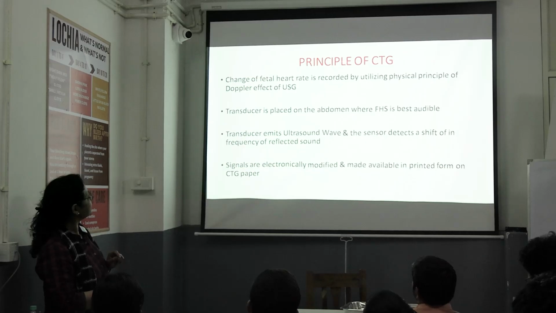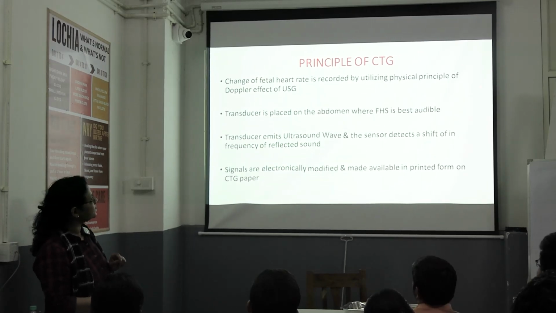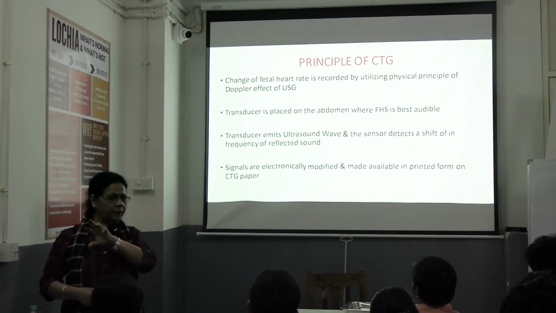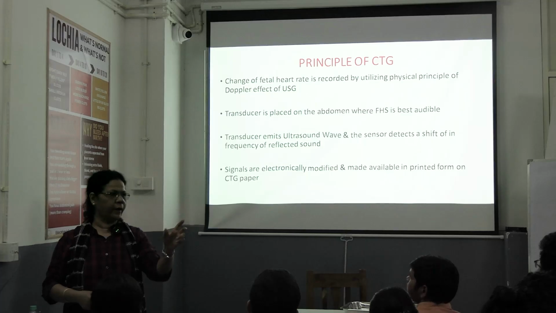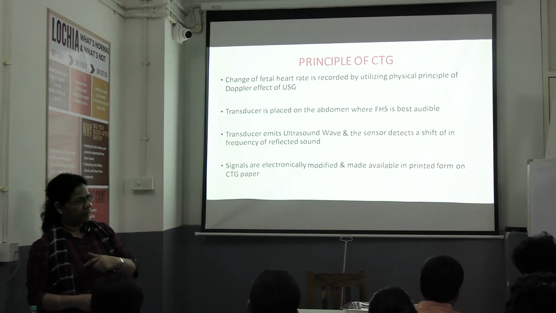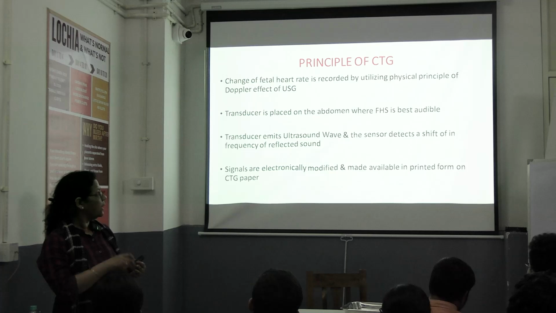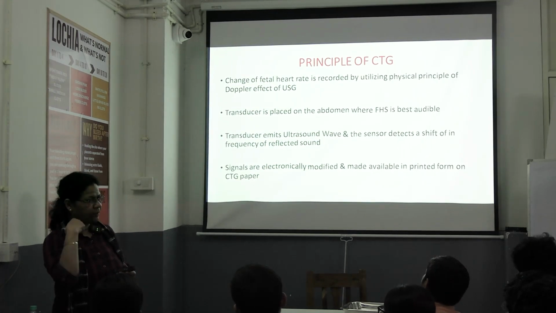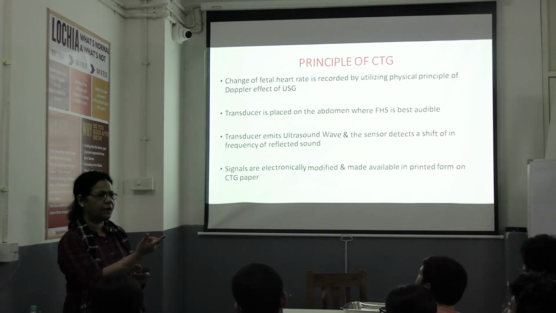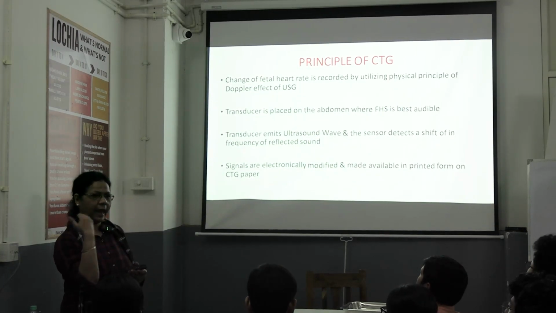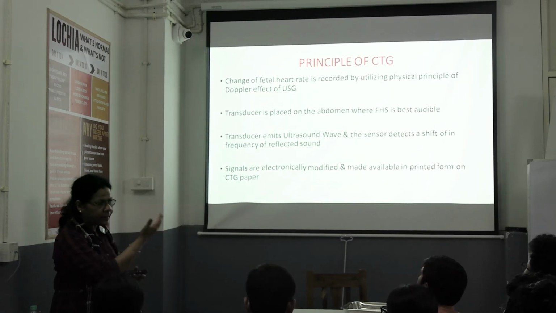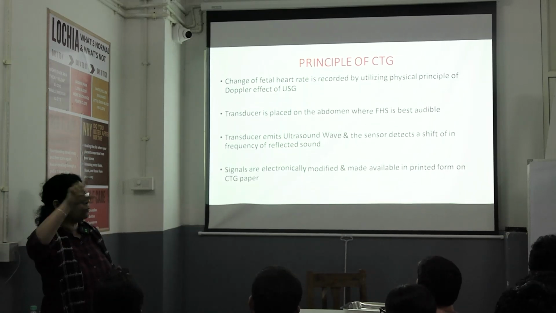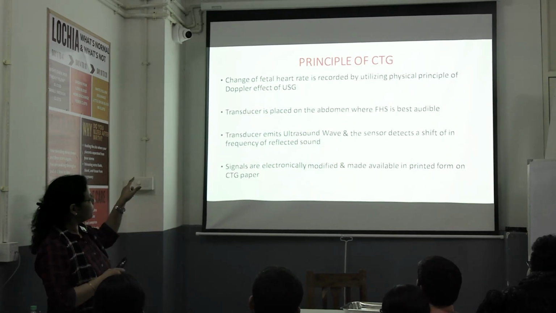So the principle of CTG, it is the change in heart rate recorded by utilizing the physical principle of the Doppler effect of USG. Last time we had discussed. Doppler effect means when the USG sends a sound wave, it is reflected back. So that is the distance traveled. Here, what we are trying to measure is the heart rate, the heart is beating. So there is a change in the speed of the sound wave reflected from the heart every time the heart is beating. So this is how it takes up the reading. This is displayed on an electronic device and you are seeing the graphical representation of the fetal heart rate.